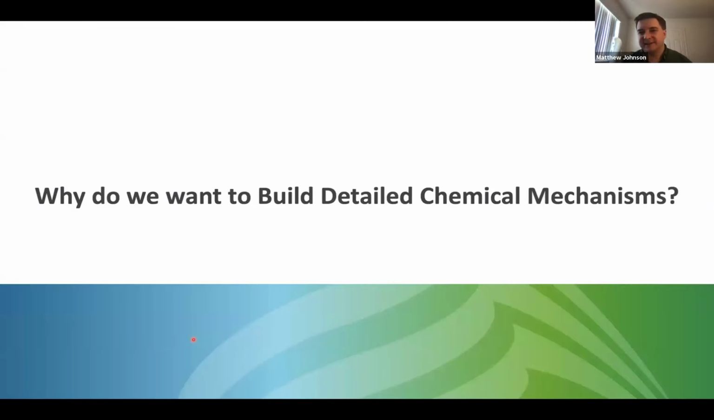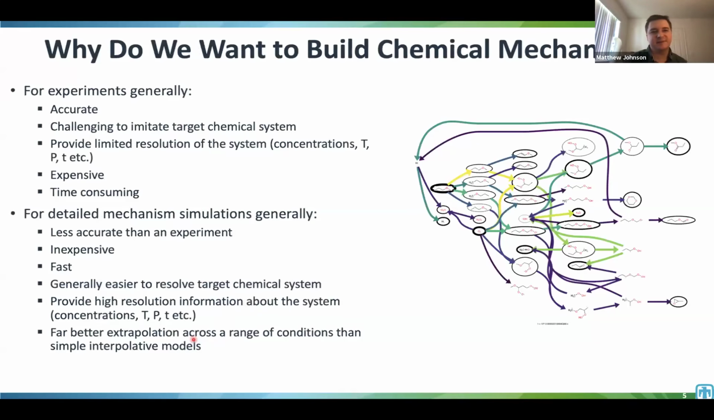So first, why do we want to build a detailed chemical mechanism? Two systems you can split things into and compare: suppose you ran an experiment and fit some simple model to it, versus generating a detailed chemical kinetic mechanism and simulating it. For the experimental case, in general, you'll get very accurate results for the particular thing you ran the experiment for. It can be challenging to imitate the target chemical system. It provides generally a very limited resolution of that system. And doing this tends to be very expensive and very time consuming.